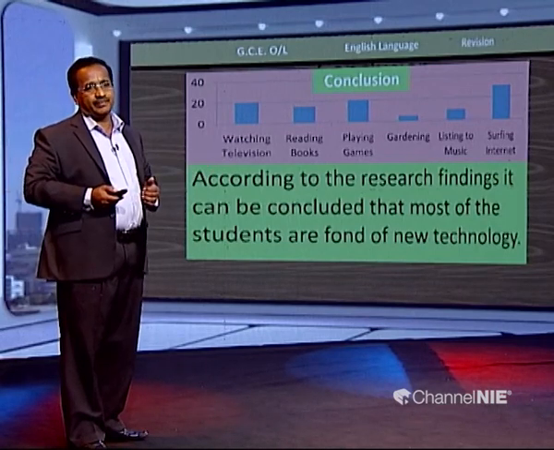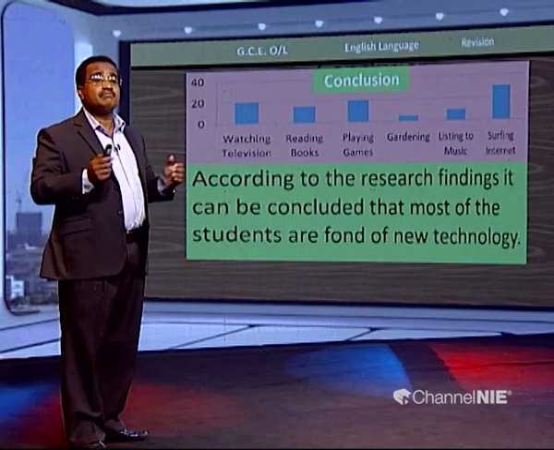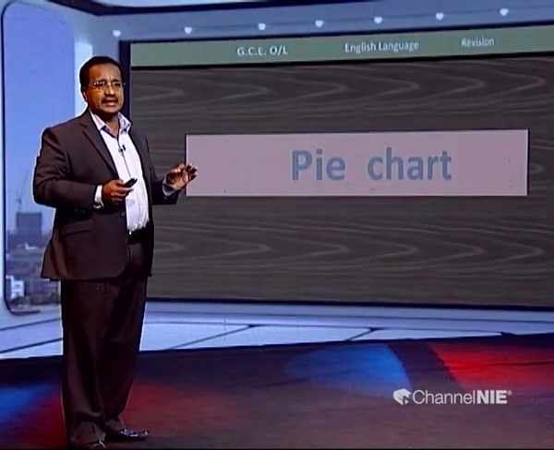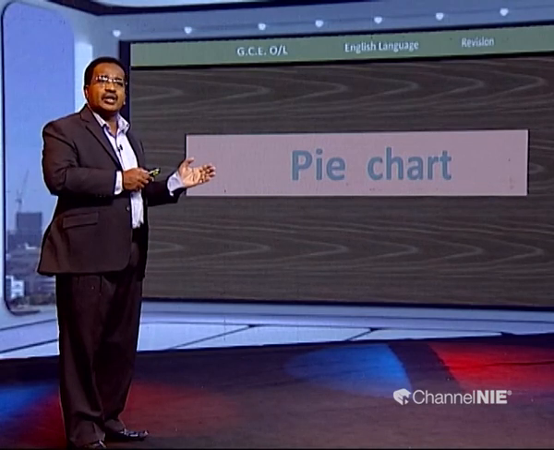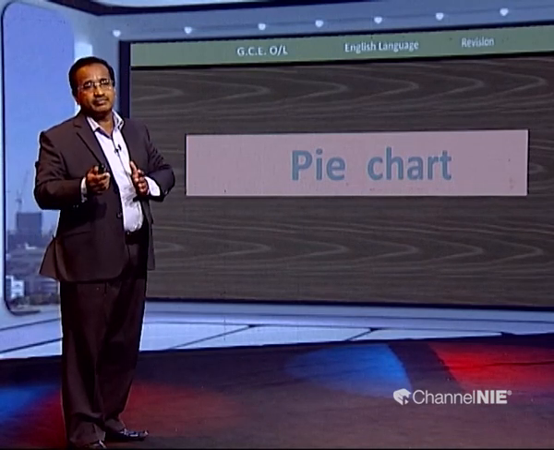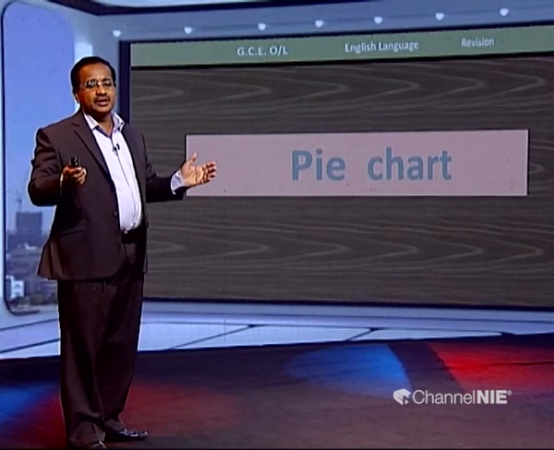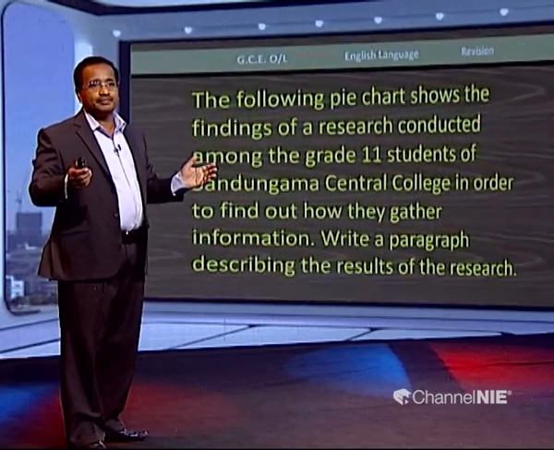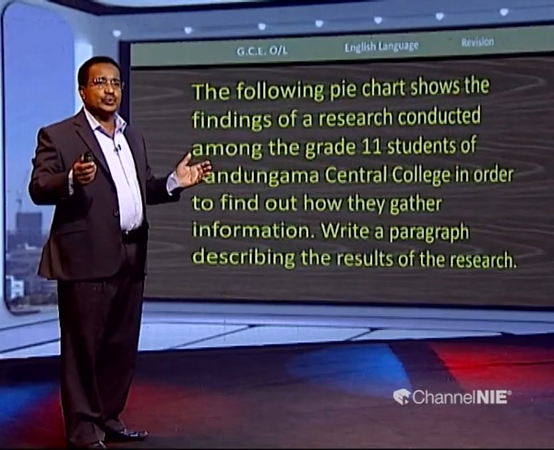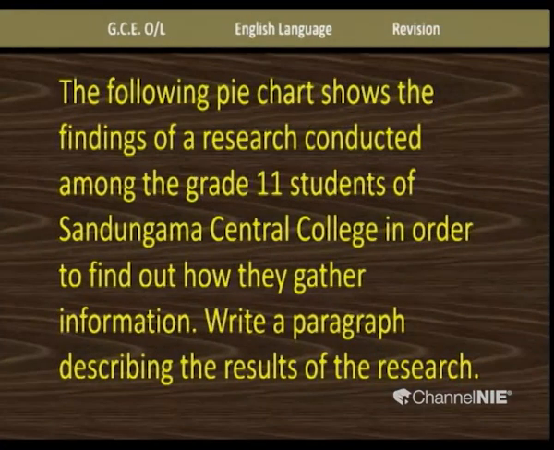It is quite easy. Now we are moving to a pie chart. It is also easy. Writing a description on a bar graph and a pie chart are both very easy. Both of them are easy, right? Let us have a look at the pie chart. The following pie chart shows the findings of a research conducted among the grade 11 students of Sandungama Central College in order to find out how they gather information. Write a paragraph describing the results of the research.